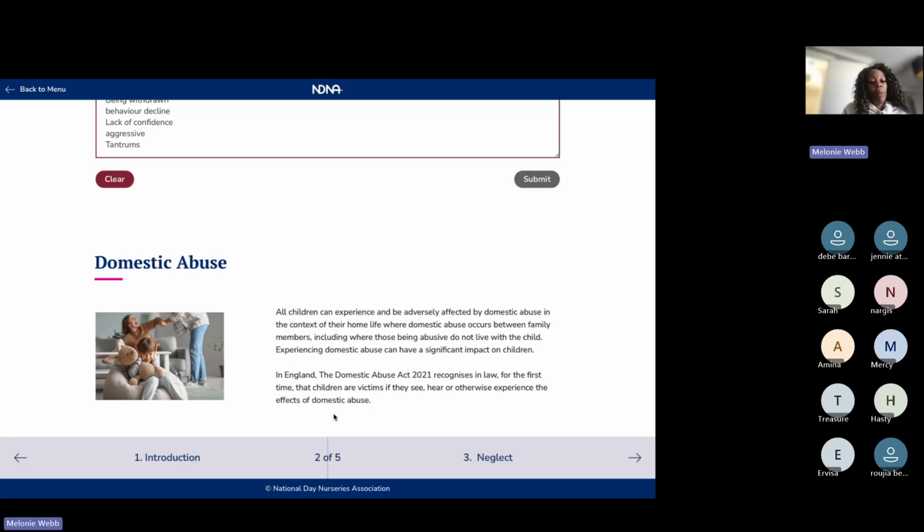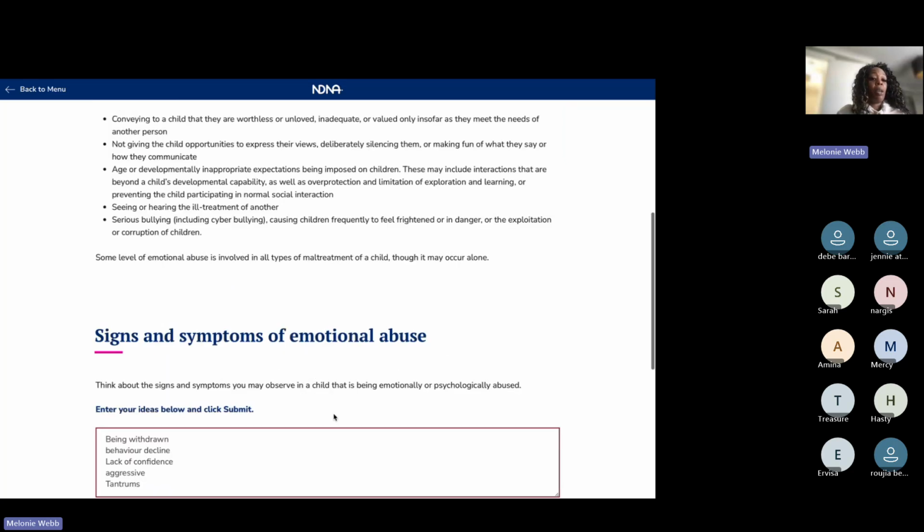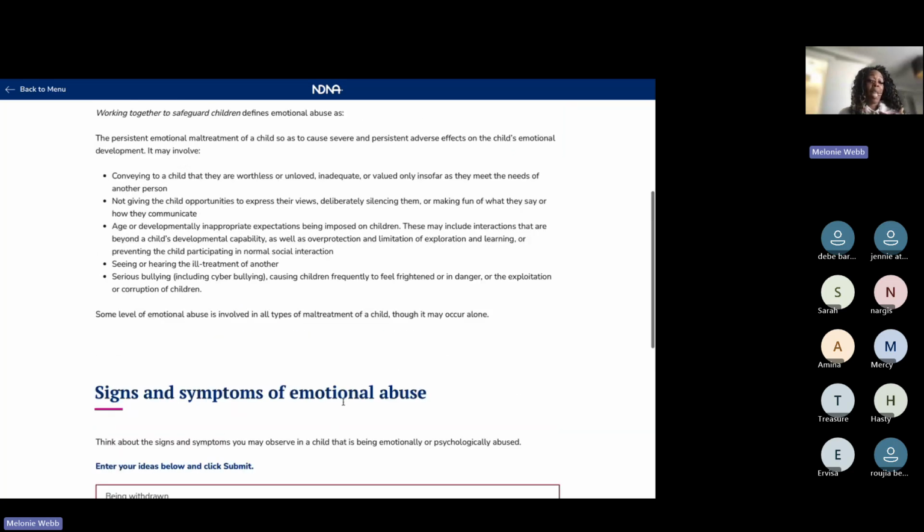So this is what Amina was talking about earlier as to whether or not it was a type of abuse by itself. And now there's actually an act that safeguards and puts it into law that children should not be witness to domestic abuse, because that is in itself a type of emotional abuse.